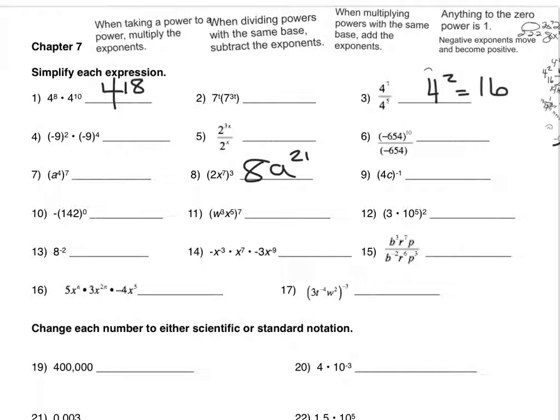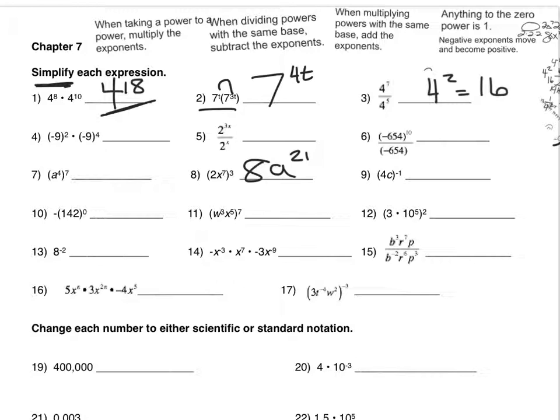Number 1, it is 4 to the 18th, and if the directions said to write your answer as a single exponent, that would be the correct answer. And if it does say simplify, you'd want to take 4 to the 18th power. Hopefully you have access to a calculator and you could write that out. So just moving on, number 2, we are multiplying powers with the same base, so we're going to add the exponents. 1t plus 3t is 4t, so the answer to number 2 is 7 to the 4t power.